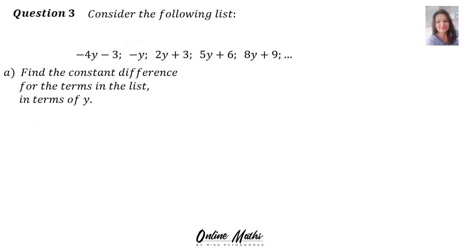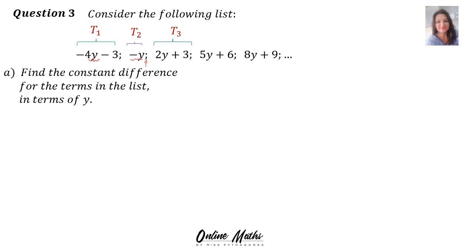Consider the following list. And then I give you a list, but you will find that suddenly there's a variable inside your sequence. Minus 4y minus 3, that is term 1. Term 2 is -y, and then 2y plus 3 is term 3. Can you see? It's the semicolons that separate the terms.